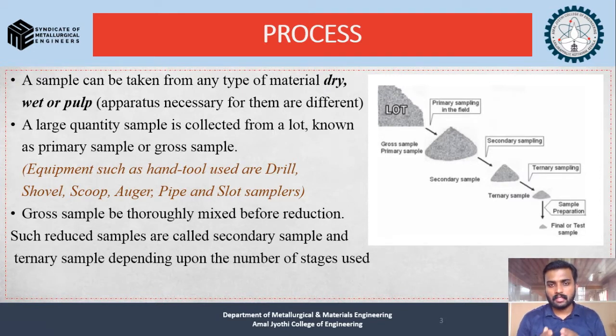We have a slide describing the equipments. And the next point is that the gross samples can be thoroughly mixed before reduction. Such reduced samples are called secondary samples and tertiary samples depending upon the number of stages. From this particular diagram you can understand the process we undergo for sample preparation, and you can see the final test samples here. So it has to undergo a couple of stages, like primary, secondary and tertiary, and these are the process.